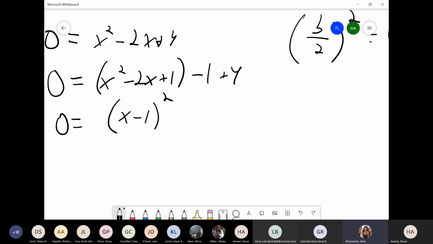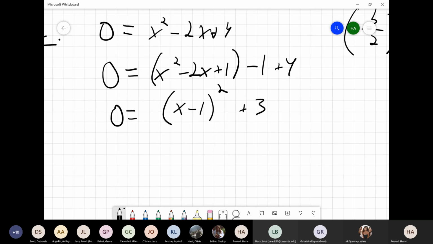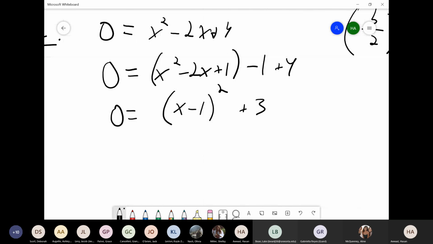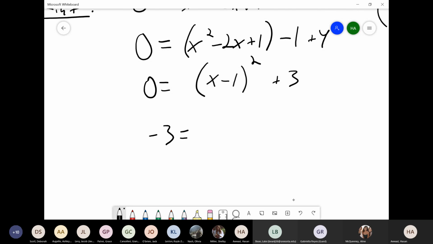Perfect, thank you. So x minus 1 squared, and now I have x minus 1 squared and minus 1 plus 4, right? So that should give me a plus 3. Okay, so I have x minus 1 squared plus 3. And at this point, you could try to do a couple different things. Why don't we move that 3 over to the other side? So I'm going to have negative 3 is equal to x minus 1 squared.